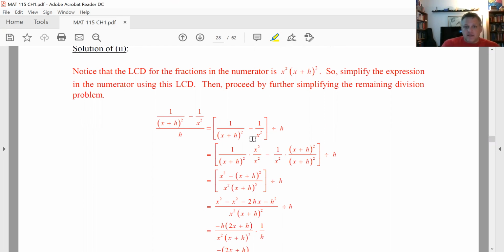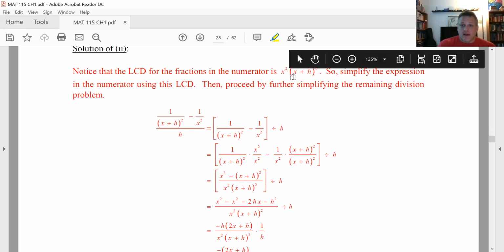But the LCD is the product of all factors that ever occur in any of the bottoms and the highest power of each of those factors. Well, we have an x squared and we have an x plus h quantity squared. They have nothing in common. They're distinct factors. And so the LCD happens to be the product of both those terms. All right, so what does that mean?